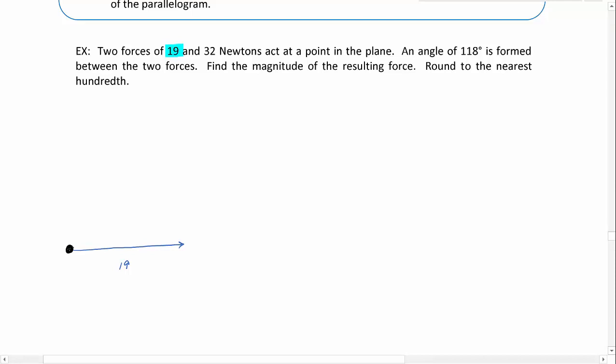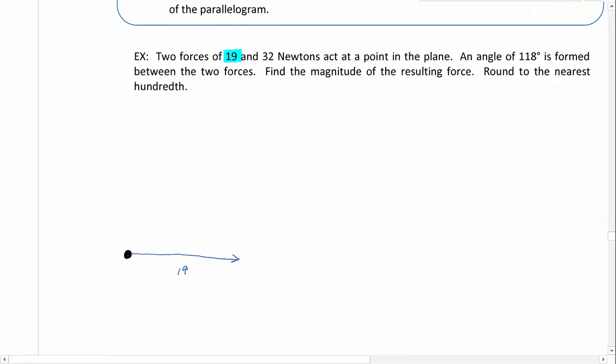And then I have another vector. Let me make this a little straighter. I have another vector, 32 newtons, but the angle in between these two is 118 degrees. So when I draw in this second vector, it's going to be back here. It's going to have a length magnitude of 32.